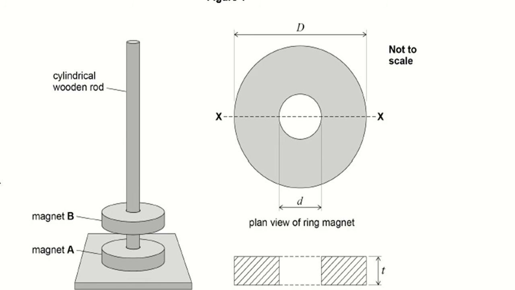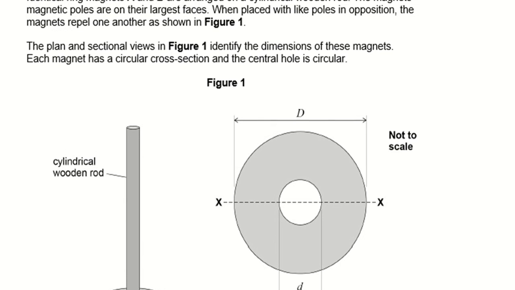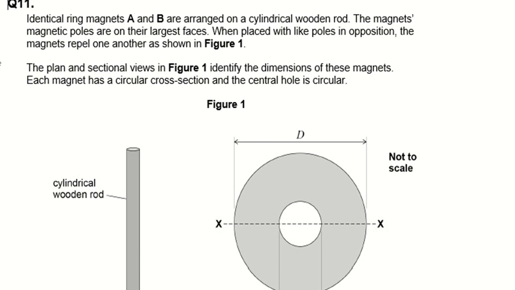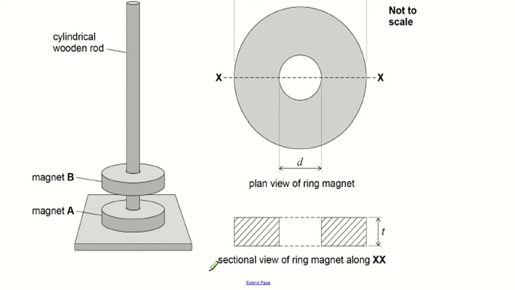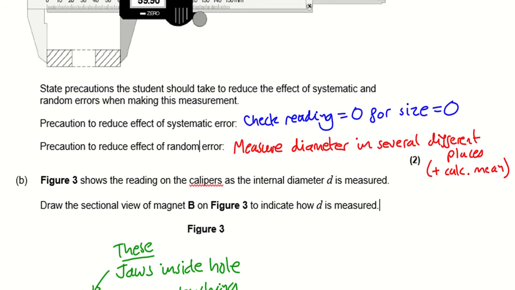Take a cross section through it, it looks like that. Sectional view across XX, good old technical drawing term there. They repel and it stays at a fixed height, it doesn't go anywhere. Then they've given you a digital vernier, so you don't even have to look at the little scales now. But if you've got a digital one, you still have to take precautions.